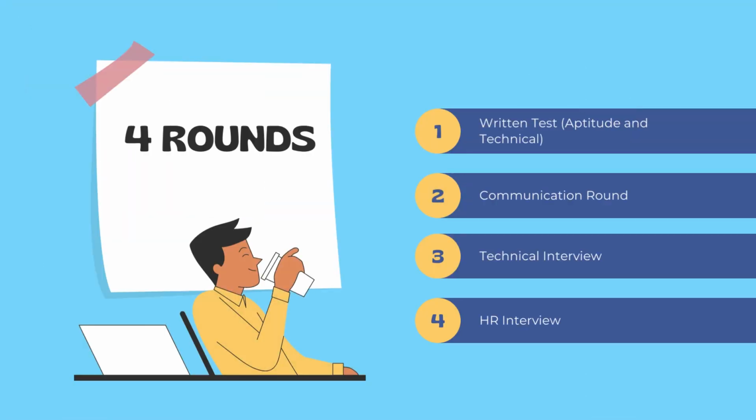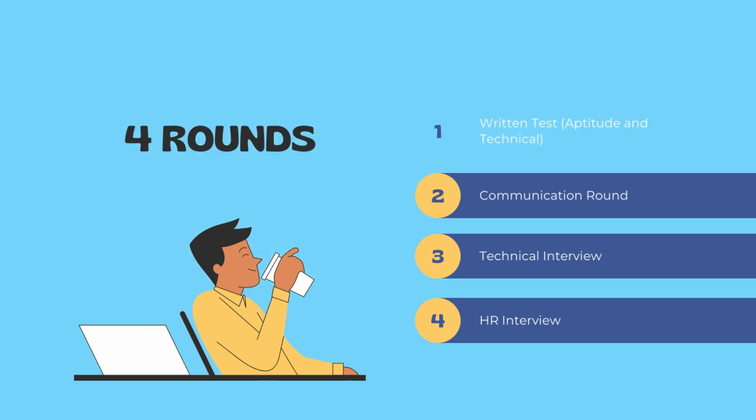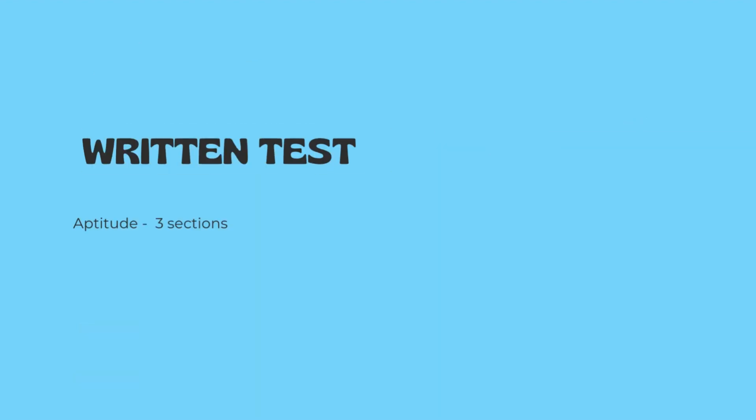There are four rounds. The first one is a written test, which consists of aptitude and technical. The second one is the communication round. The third one is the technical interview, and the final round is the HR interview. Now let's see the detailed questions and experience of each round. First one is the written test.